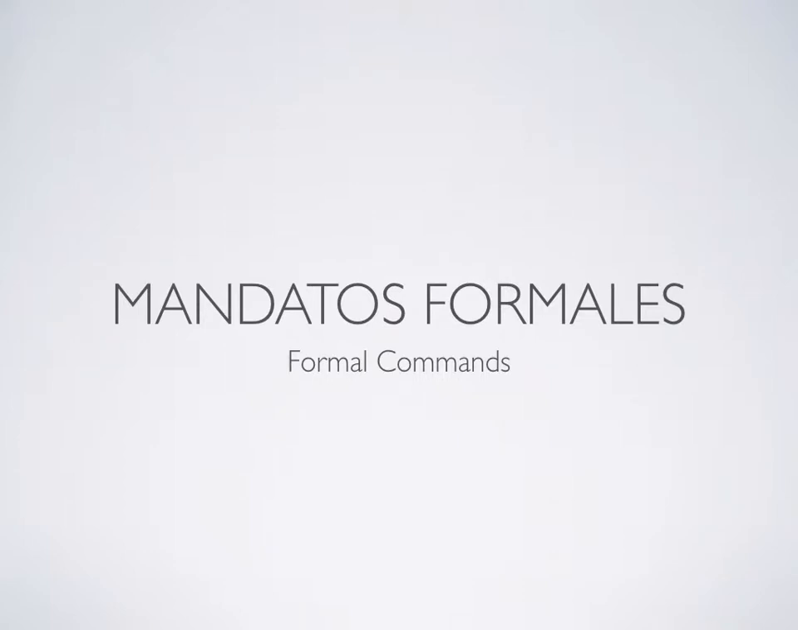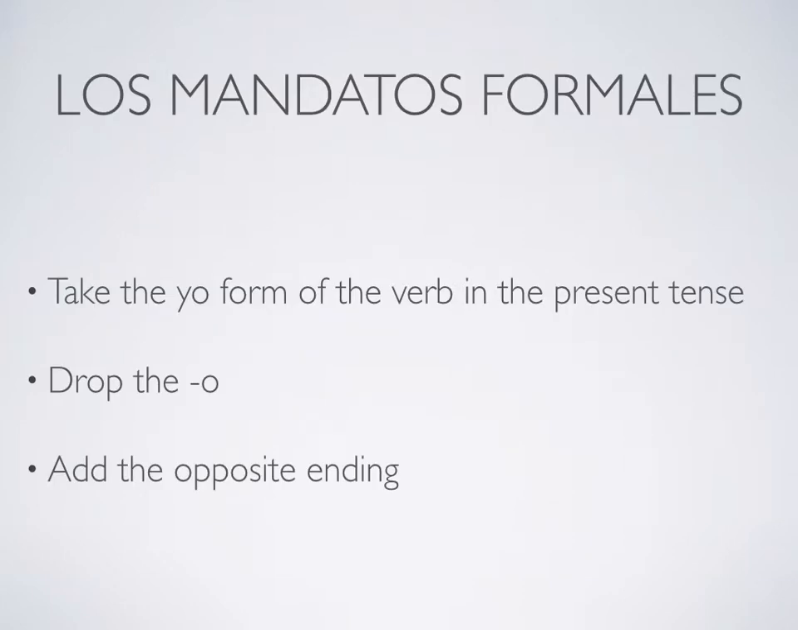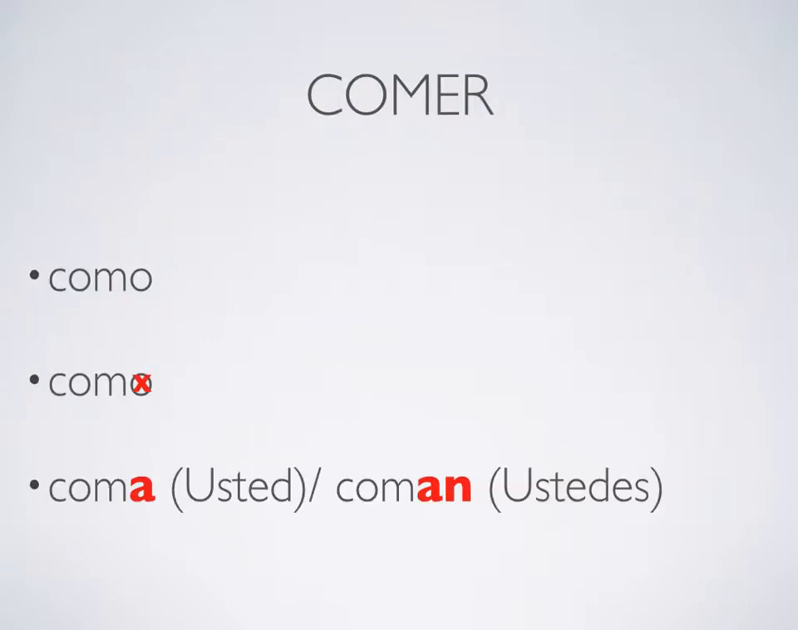This video is going to talk about mandatos formales, or formal commands. In order to create a formal command, you take the yo form of the verb in the present tense, you drop the o, and add the opposite ending. For example, for comer, you have yo como. Then you drop the o and add the opposite ending. So since it's an ER verb, you're going to add an a or an an. So we have coma for usted and coman for ustedes.